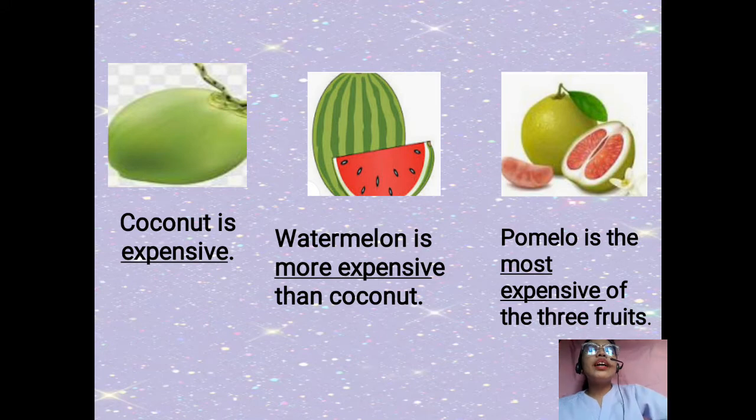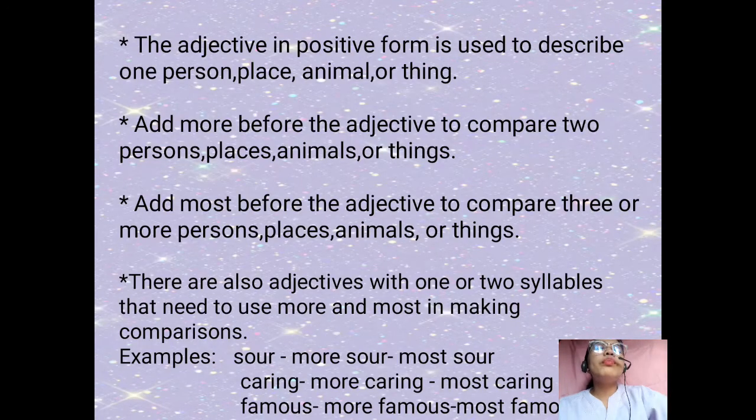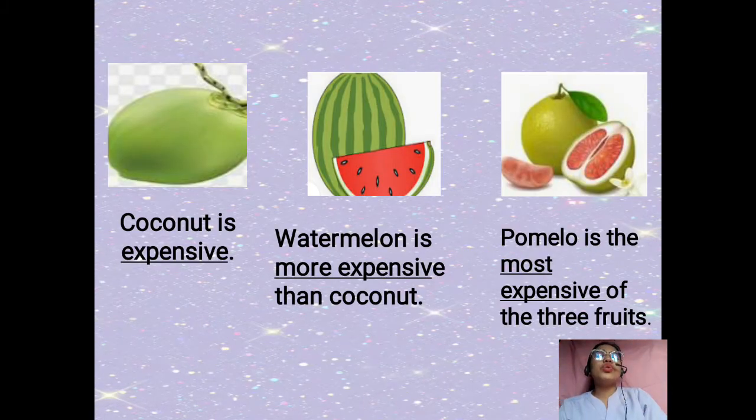But before that, we have three degrees of comparison in adjectives. So, we have positive form, comparative form, and superlative form. In positive form, it is used to describe one person, place, animal, or thing, or in short, used to describe one noun. Ginagamit siya to describe one noun or isang pangalan. Just like in the first picture, coconut is expensive. So, it describes coconut and coconut is only one.